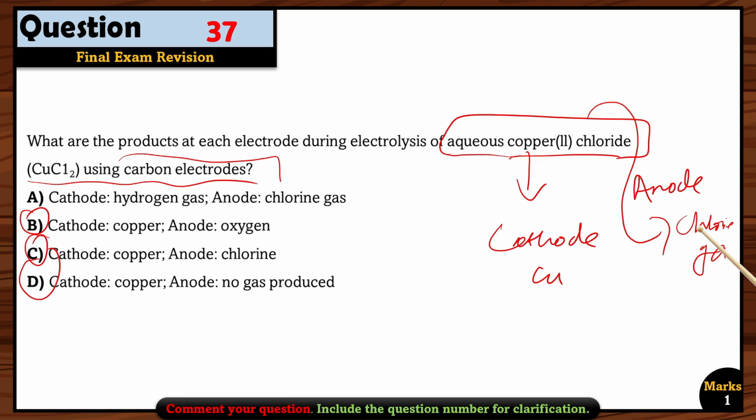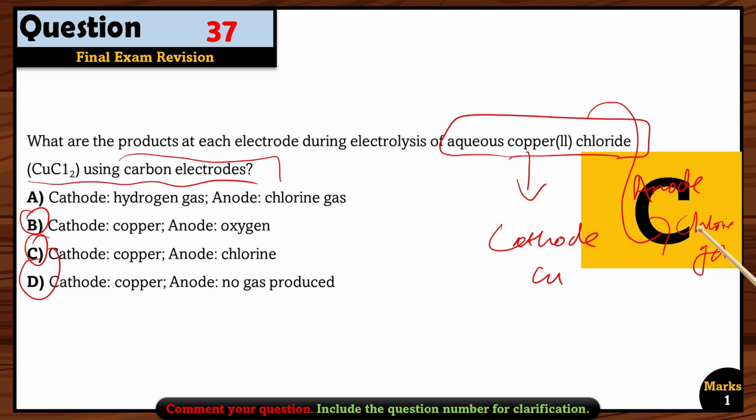If the solution is aqueous copper chloride, it is not diluted. So when the solution is not diluted at anode, you will get your own anion. The negative ions will move towards the anode. And what are the negative ions? That are chloride ions. Okay, so you are going to get chlorine gas at this point. So which option is right? Option C. At cathode you are going to get copper and at the anode you are going to get chlorine gas. I hope these points are clear to you.